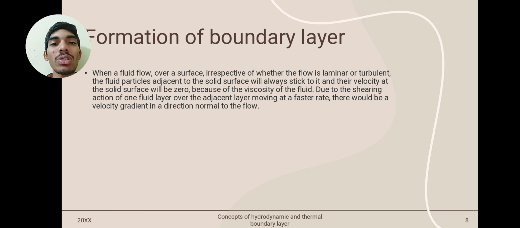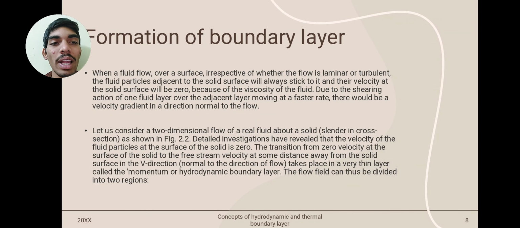There would be a velocity gradient in the direction normal to the flow. Let us consider a two-dimensional flow of a real fluid about a solid. As shown in figure 2.2, detailed investigation has revealed that the velocity of the fluid, particularly at the surface of the solid, is 0.